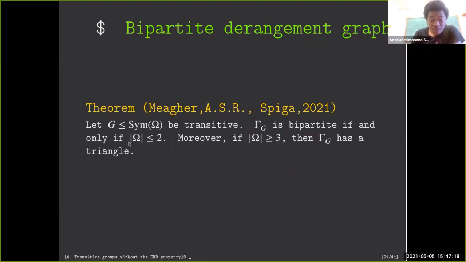So, if G is a transitive group, then the derangement graph is bipartite if and only if the degree of the group is at most 2. And this is the case that I described earlier. When the degree of the group is at least 3, then we actually proved that a derangement graph must have a triangle. So it can never be bipartite.